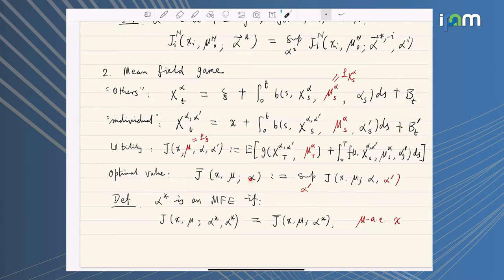And now the mean field equilibrium. The mean field equilibrium is this: assume the others are using alpha star. Then for the individual player, if you also use the same alpha star, that will reach the maximum. That is the mean field equilibrium.